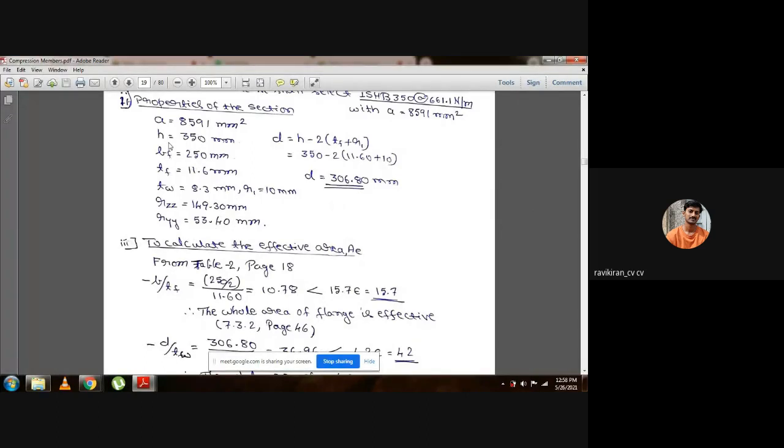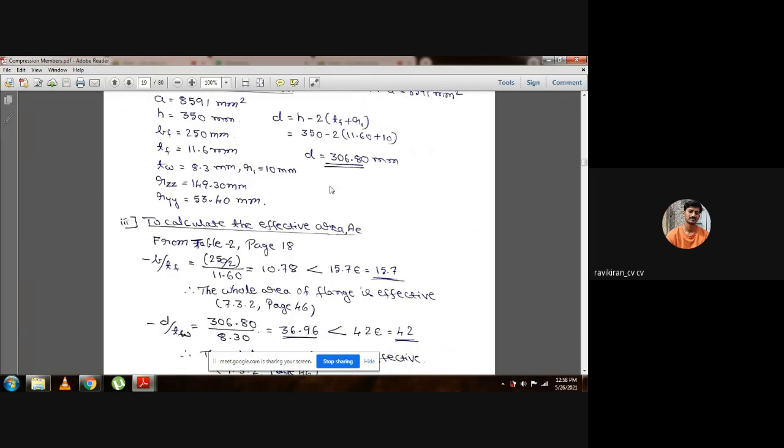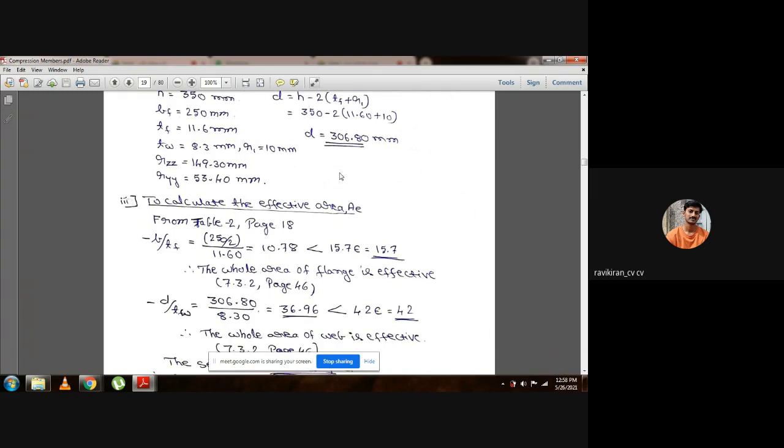And once we got this sectional properties, we should note down what is the effective length. How to calculate effective length in I section, we should calculate what is the effective area. For that, D is equal to total depth, that is 350, minus 2 times the thickness of flange plus root radius. This is explained in the first and second problem with the figure. You should imagine that figure. This is the effective length of I section or web portion. So now, keeping this, let us calculate the effective area.